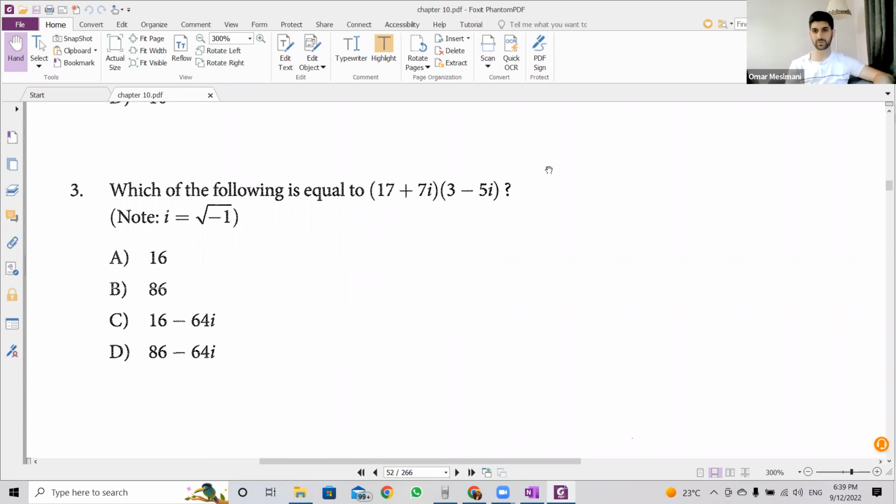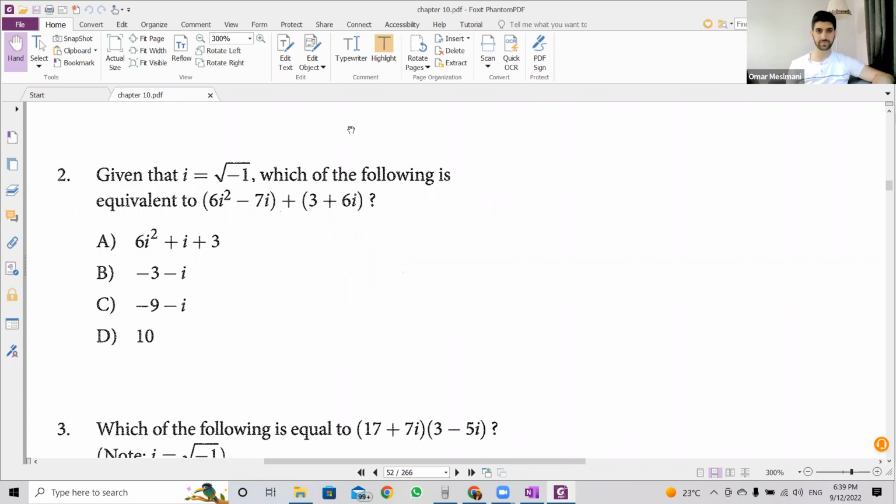I didn't really get it. Can you repeat? Yeah. Just i squared, what is i squared? -1. Okay, 6 times -1 is -6. So -6 minus 7i plus 3 plus 6i. Add numbers, Tasneem: -6 plus 3 minus 3, and -7 plus 6. The answer is -5. Have fun with question 3.